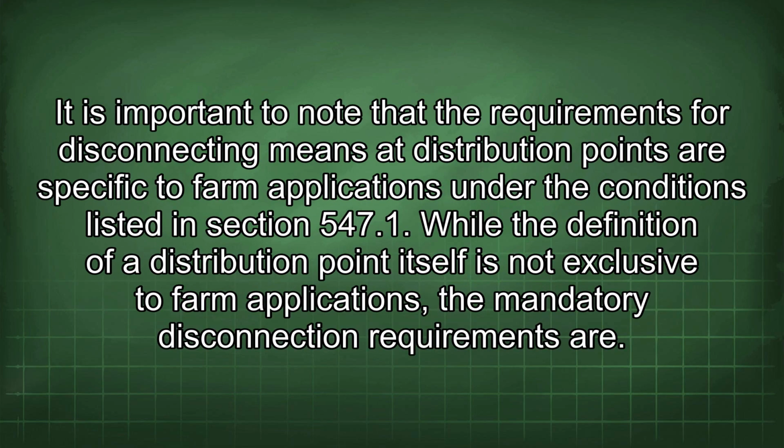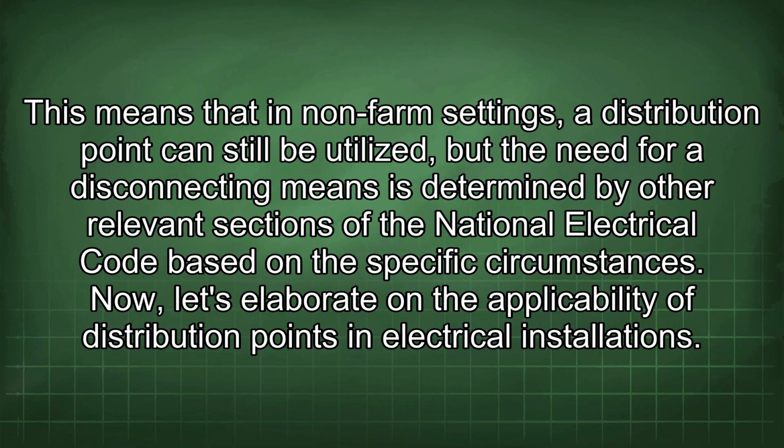It is important to note that the requirements for disconnecting means at distribution points are specific to farm applications under the conditions listed in Section 547.1. While the definition of a distribution point itself is not exclusive to farm applications, the mandatory disconnection requirements are. This means that in non-farm settings, a distribution point can still be utilized, but the need for a disconnecting means is determined by other relevant sections of the National Electrical Code based on the specific circumstances.